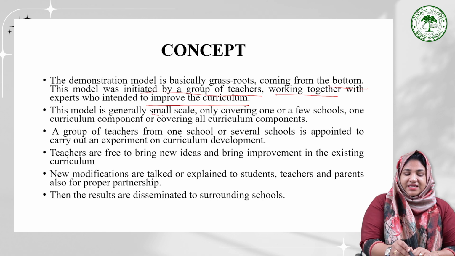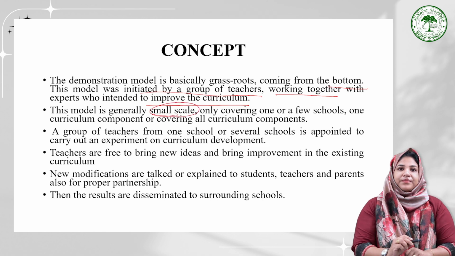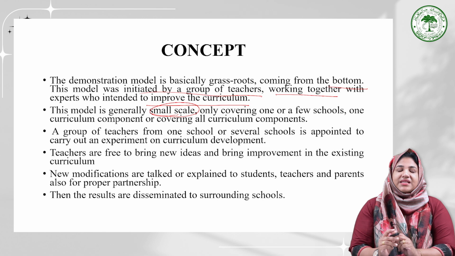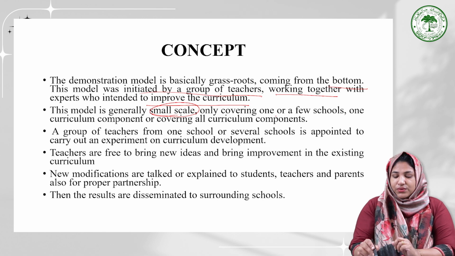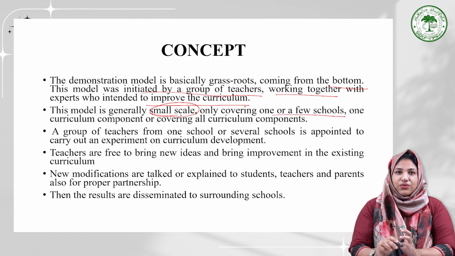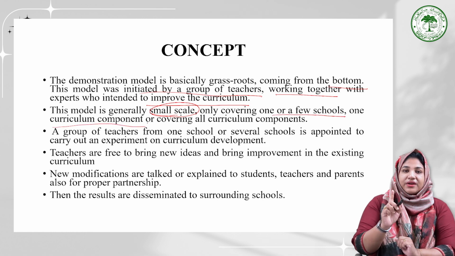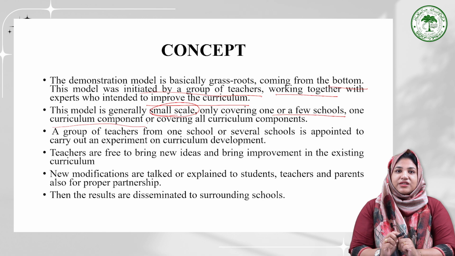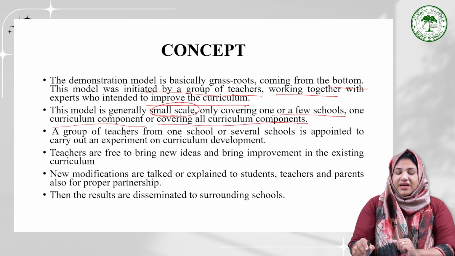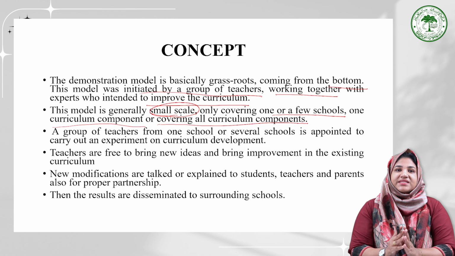Also, we can say that it is a small scale model. Small scale model means it covers only a few schools. It can be one school or a few schools. And sometimes one curriculum component is taken into consideration, or otherwise all curriculum components are taken into consideration. Now, what does that mean?